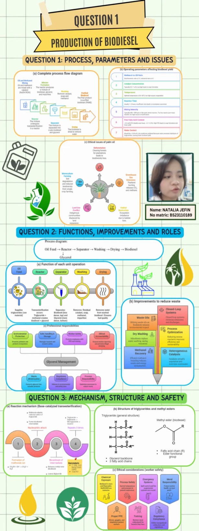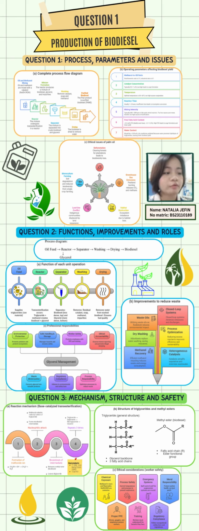For question 1, biodiesel is produced through transesterification, where the triglycerides from oil react with the methanol in the presence of base catalysts such as sodium hydroxide. This reaction produces fatty acid methyl esters, which is biodiesel, and glycerol as a byproduct. The mixture then undergoes separation, where the glycerol settles at the bottom and the biodiesel remains on the top. The biodiesel is further washed to remove impurities like catalyst and soap, and then dried to remove any remaining water.